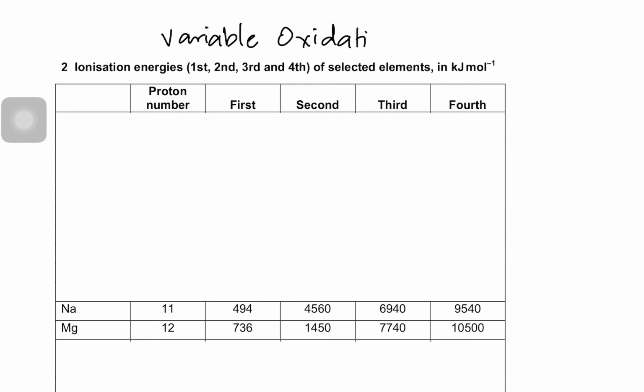When we talk about an important property of transition elements, it is their variable oxidation state. To explain that, I'm going to compare transition element with a typical group 1 and group 2, sodium and magnesium. You can see their ionization energy values keep on increasing.